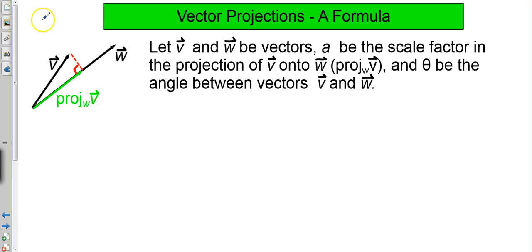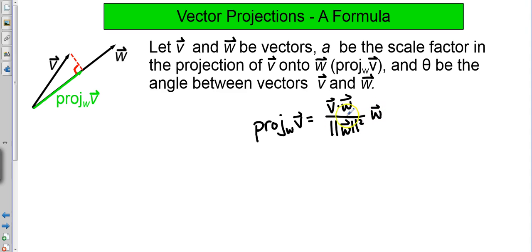So what we're going to start with is, first of all, this is the formula that we're going to ultimately end up looking at. The projection of v onto w. This is the notation, first of all. And the formula for this, we can actually find that projection using the formula v dot w over the magnitude of w squared, multiplied by the vector that's being projected onto, in this case w.